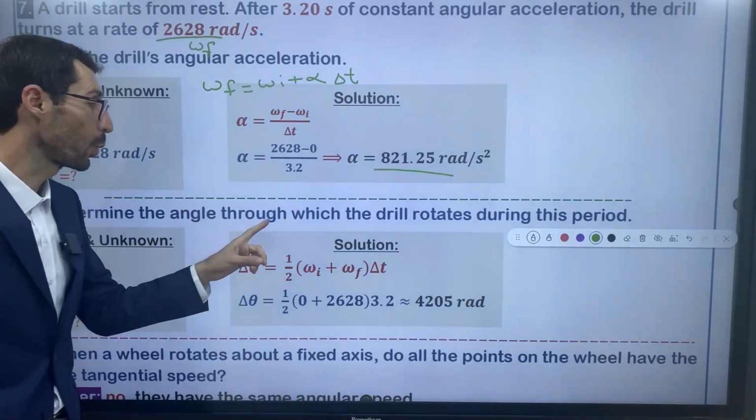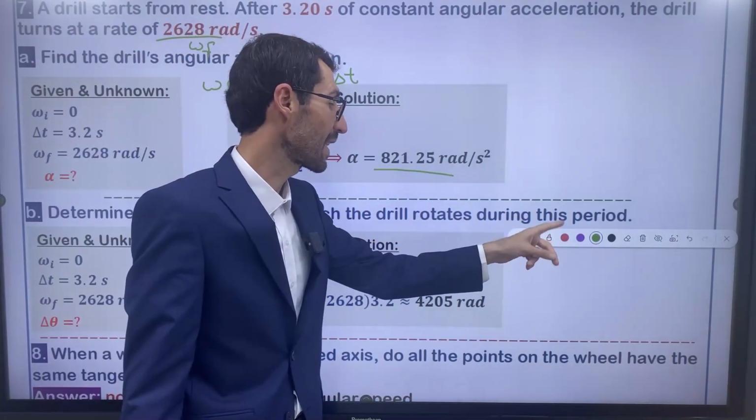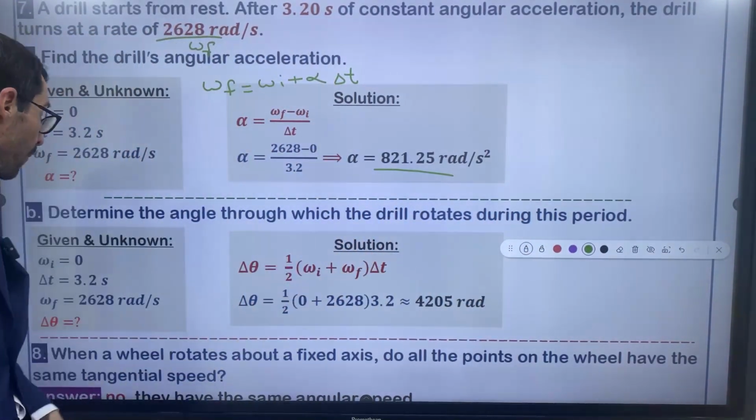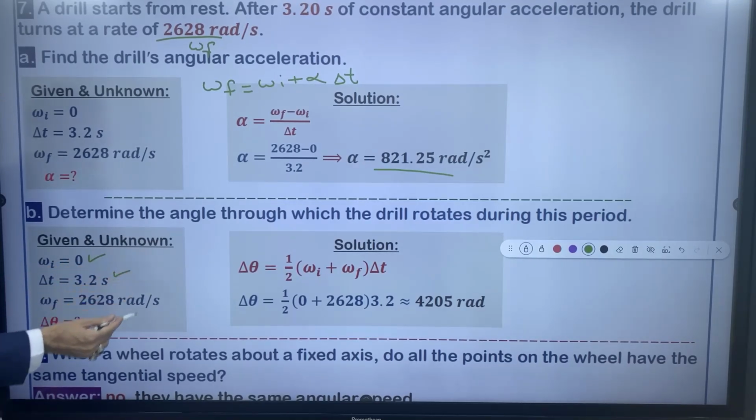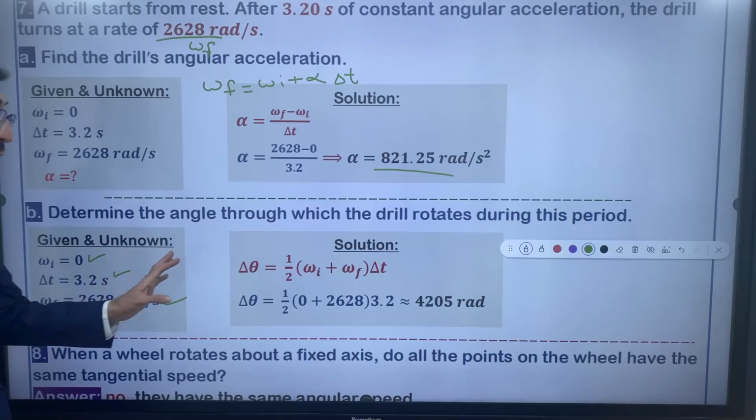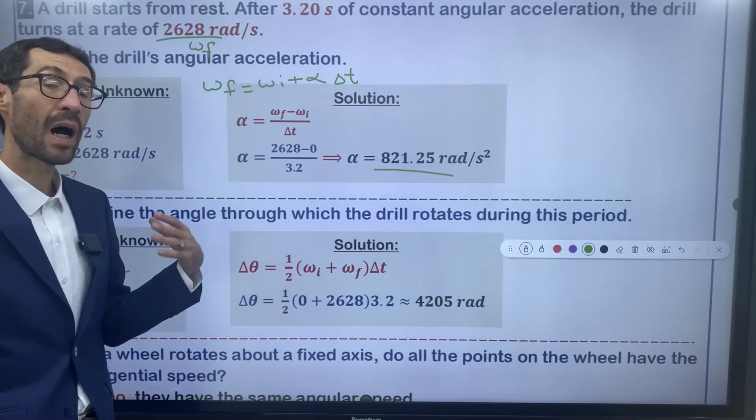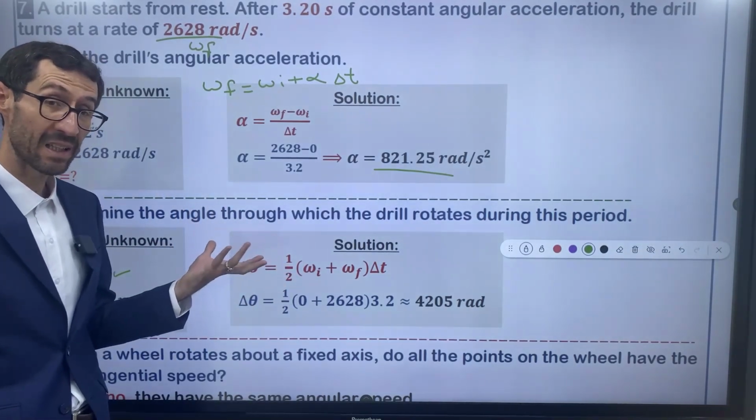Part B for the same question. Determine the angle through which the drill rotates during this period. So what do we look for? We look for delta theta. For the same information: omega I, 0. Delta t, 3.2. Omega f, the same information, but here we look for delta theta. How do we find delta theta?